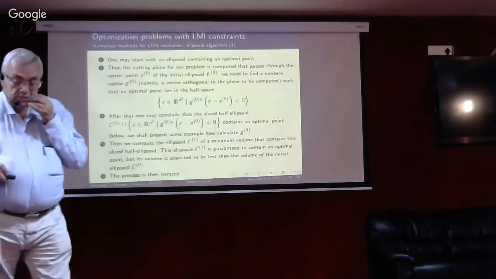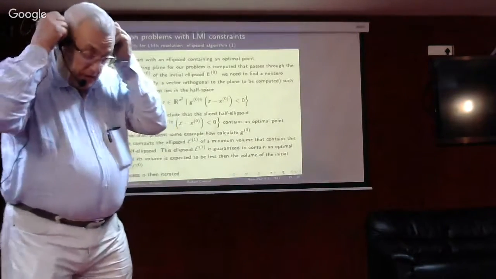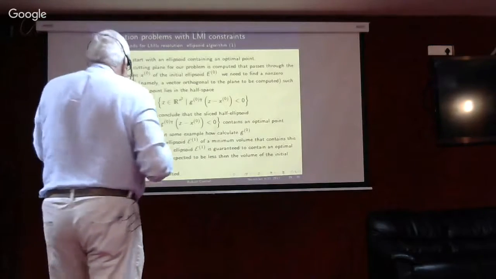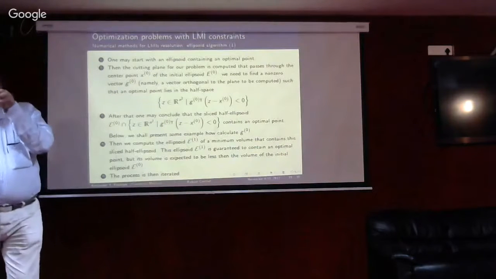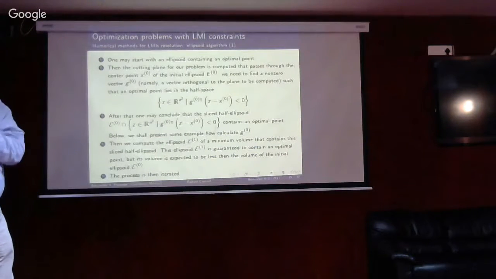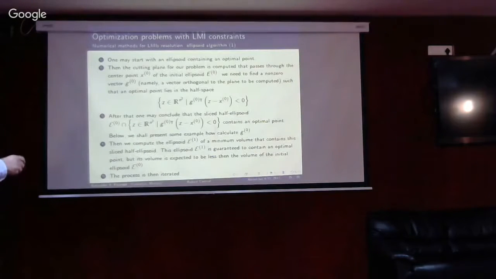To solve the matrix inequality, we will use the ellipsoid algorithm. It's not the ellipsoid method; this is the ellipsoid algorithm from optimization theory. This method was suggested, I guess, at the end of the 70s by Arkady Nemirovsky and Yuri Nesterov. It consists of the following steps.